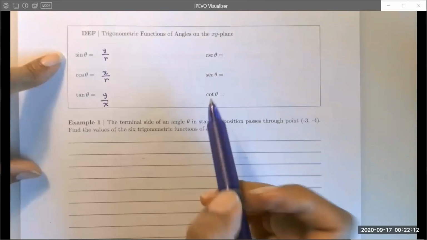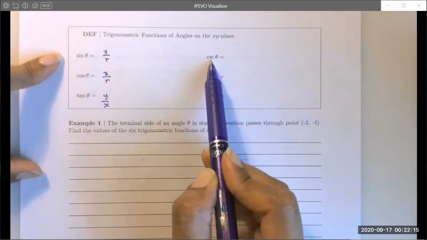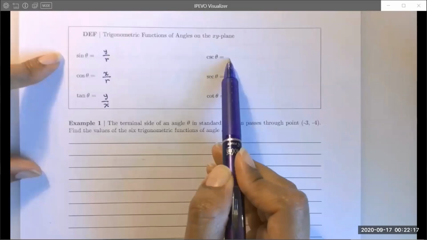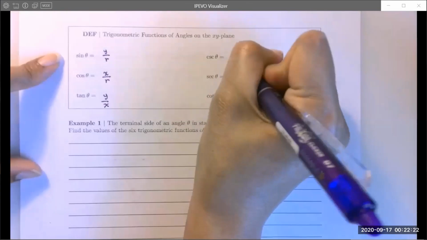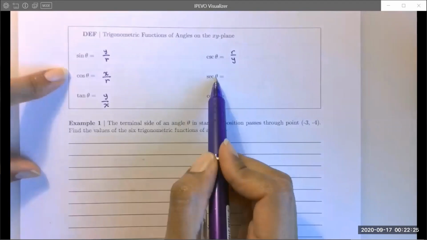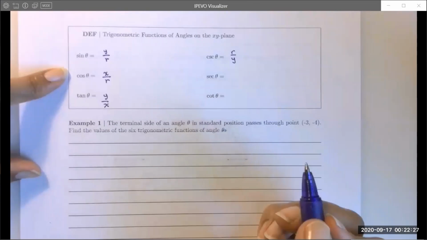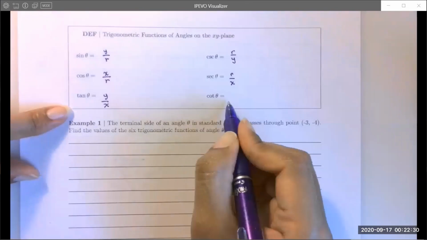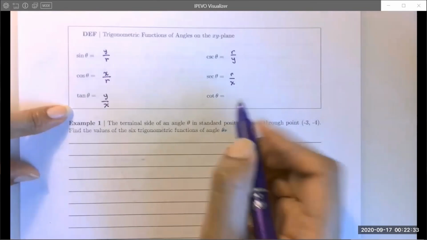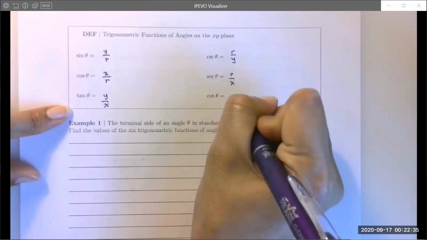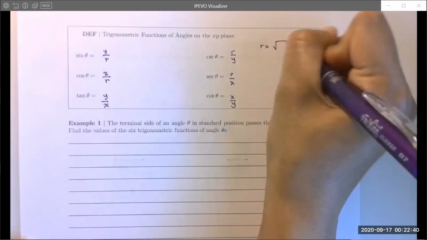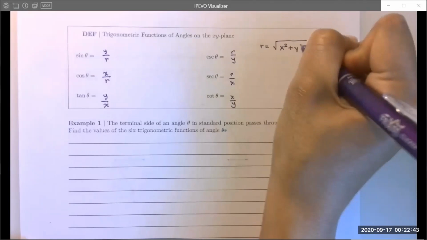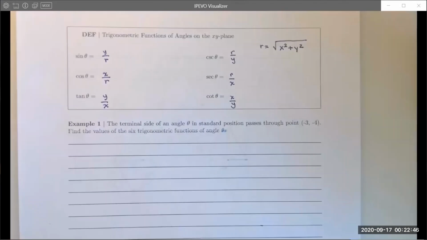Now cosecant is the reciprocal of sine. So what is cosecant going to be? R over y. Good, yep, r over y, good. What about secant? R over x. Mm-hmm, good. And finally cotangent, what's that going to be? X over y. X over y, awesome, yep. And just as a note to help us remember, r will always be calculated as the square root of x squared plus y squared, because that is the hypotenuse of a right triangle where the legs are x and y.